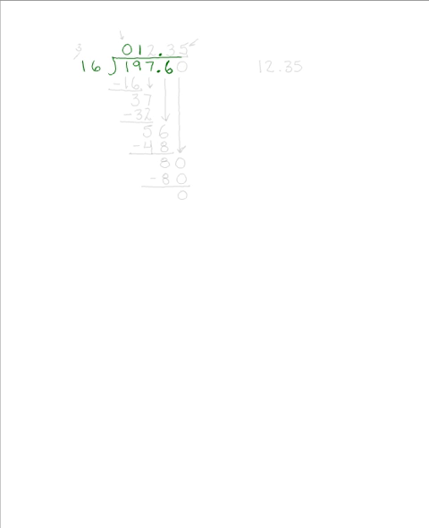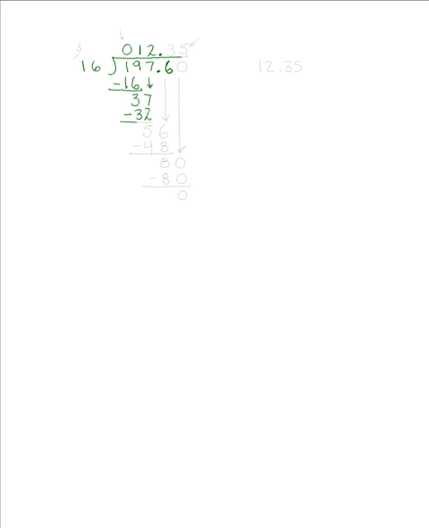1 times anything is itself, so 1 times 16 is 16, and we subtract. 19 minus 16 is 3. Now bring down the 7, and continue. 16 goes into 37 twice, because 2 times 16 is 32.